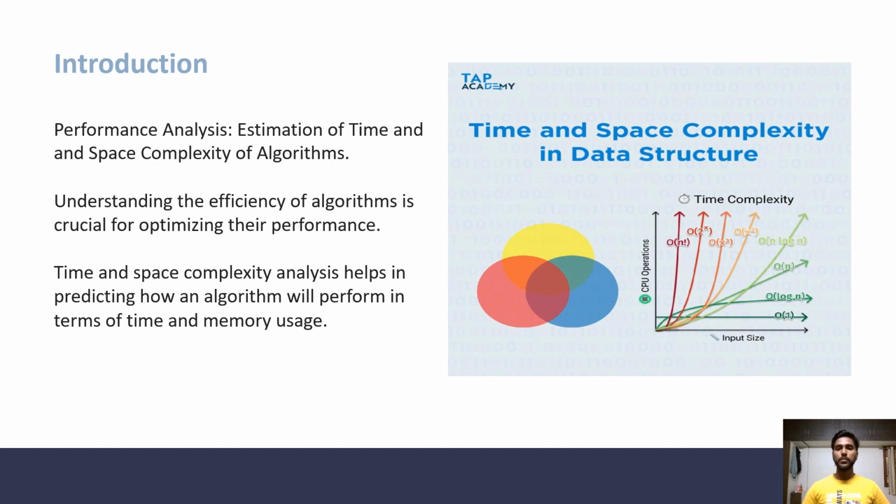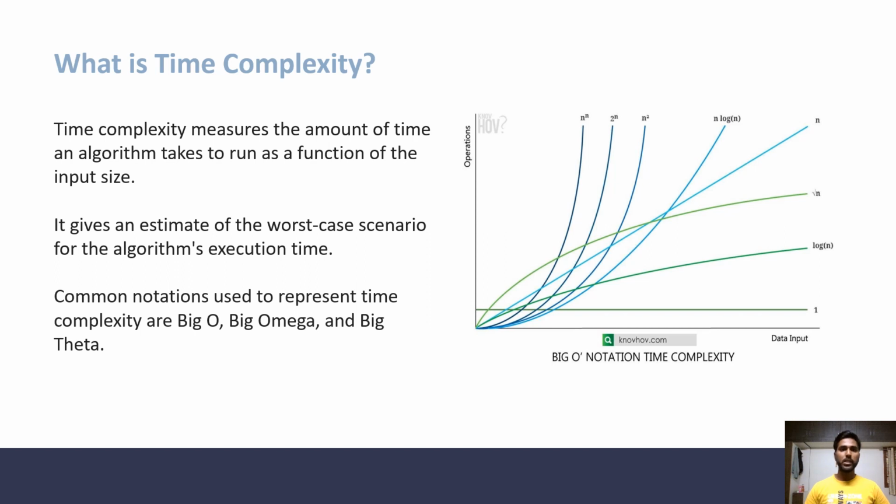So we can see time and space complexity from the above graph. The graph depends on the big O and the 2 power n values. Now we'll see what time complexity is. Time complexity measures the amount of time an algorithm takes to run as a function of the input size. It gives an estimate of the worst case scenario for the algorithm's execution time. Common notations used to represent time complexity are big O, big omega and big theta. These are represented in the graph, and you can find the time complexity using the graph.